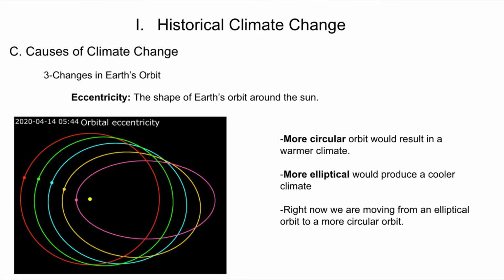And our last orbital variation is called eccentricity. Eccentricity is the shape of Earth's orbit. Sometimes we're more elliptical, and that elliptical orbit means less constant solar radiation, so Earth's climate is going to cool off. And when it becomes more circular, we get a more consistent solar radiation, and it's going to cause a warming trend. And right now, Earth is currently moving towards a more circular orbit. So it would make sense that Earth is warming up.